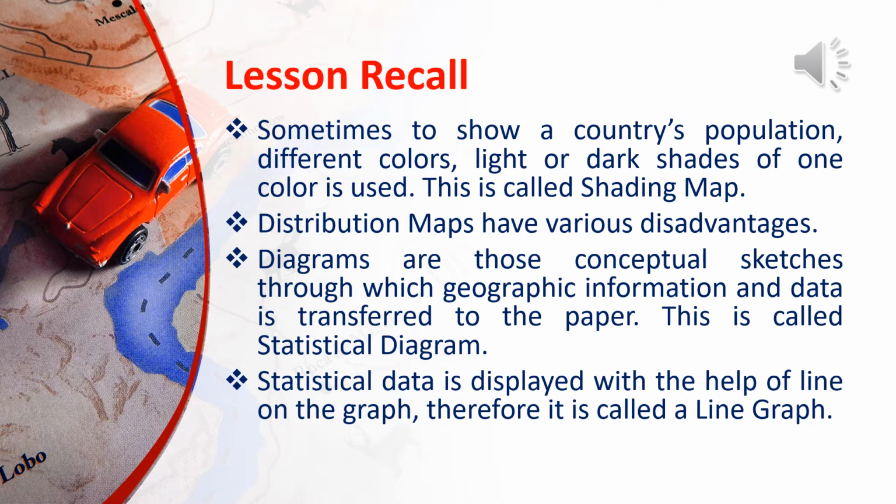Number 1. Sometimes to show a country's population, different colors, light or dark shades of one color, are used. This is called a shading map. Number 2. Distribution maps have various disadvantages. Number 3. Diagrams are those conceptual sketches through which geographical information and data is transferred to paper. This is called a statistical diagram. Statistical data is displayed with the help of a line. That is why this is called a line graph.